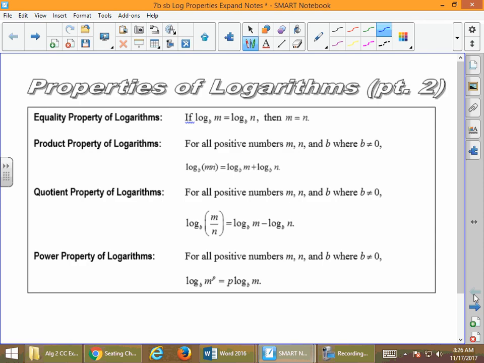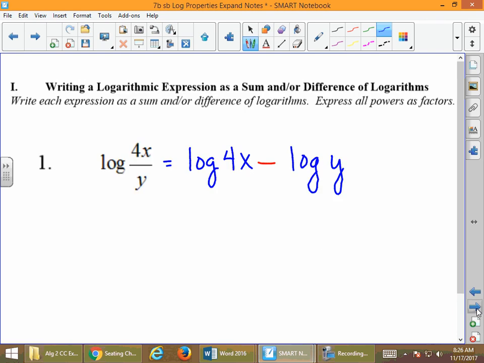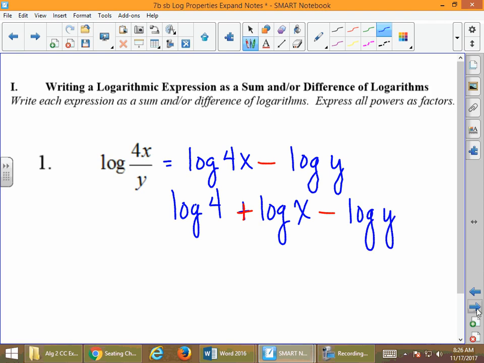When we have something multiplied by each other, looking back at the product property, multiplying says that we can expand this by using an addition symbol. So we're going to break down log of 4x into log of 4 plus log of x. I should have written the plus as a red plus there. And then minus log of y. There we've expanded. We wrote that expression as a sum and or difference of logarithms. We had both of them in there.